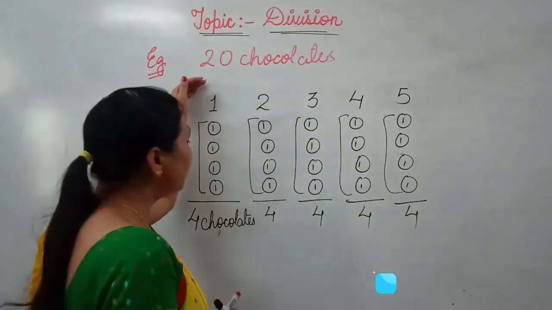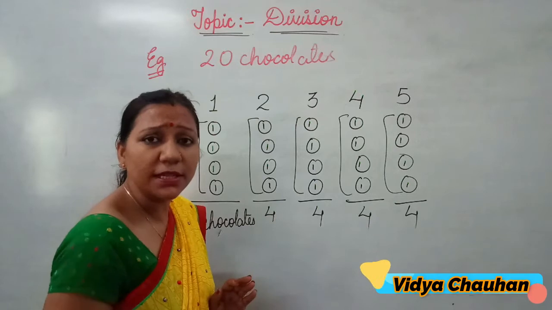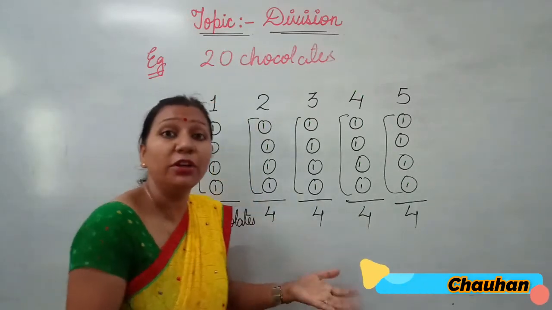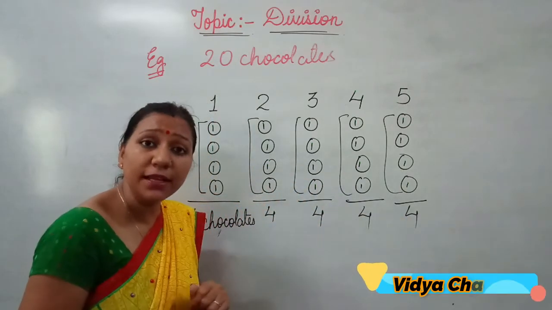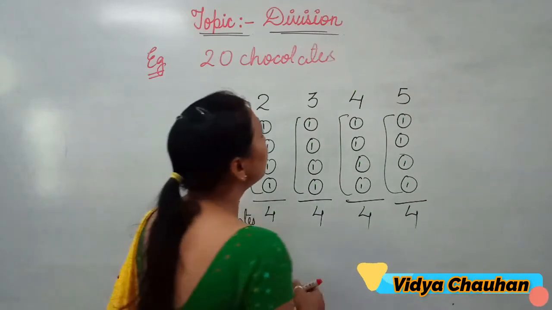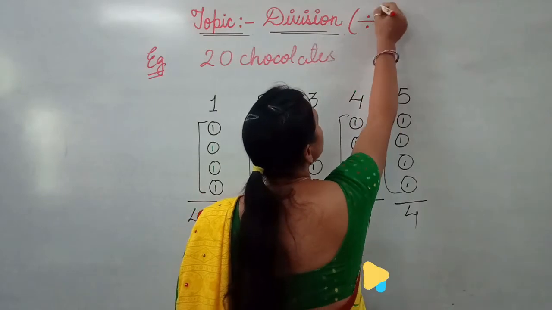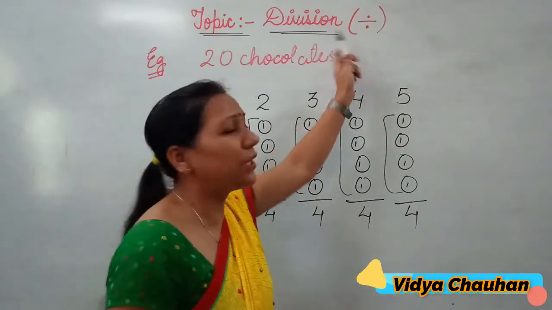Now the process which I have explained here is a longer one. This is a big process. It takes time. If instead of 20 chocolates I had 200 chocolates, then it is very difficult to share the things like this. So what we have to do in that case is use this operation of division, whose symbol is like this. This is the symbol of division.